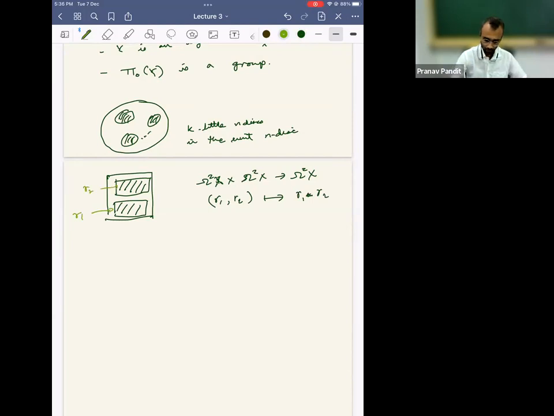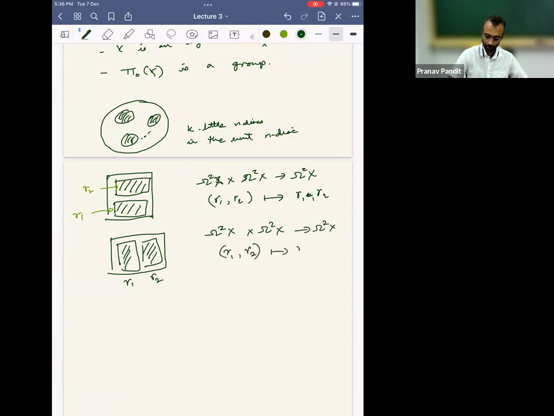But I could also compose in the other direction. I could have a picture like this. This gives another composition law. Let's call this composition one. And I have composition two, which is given by this configuration, where I put gamma one here and gamma two here. And this gives me another composition law in loops two of X, which is gamma one, gamma two maps to gamma one star two gamma two.